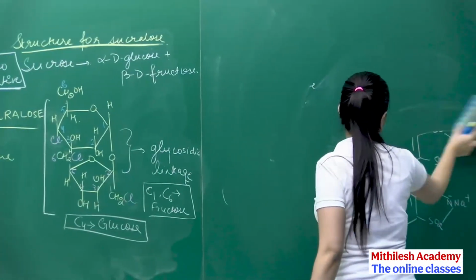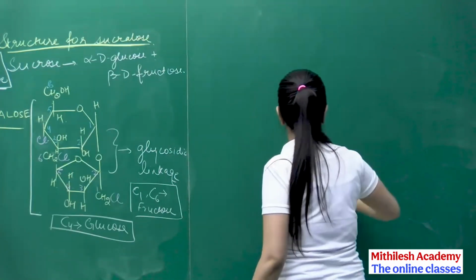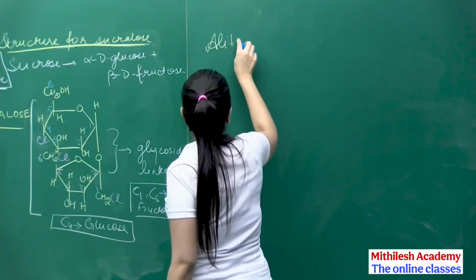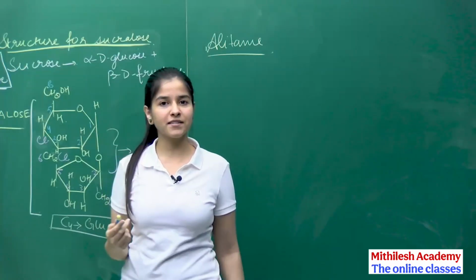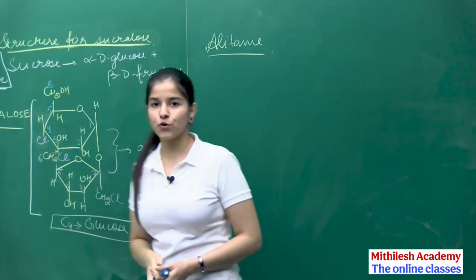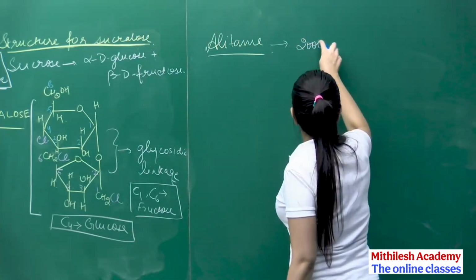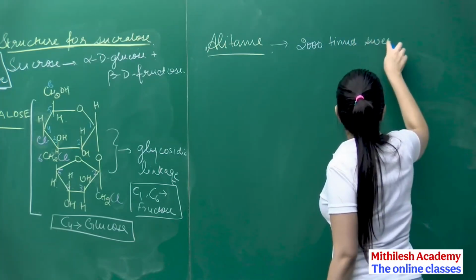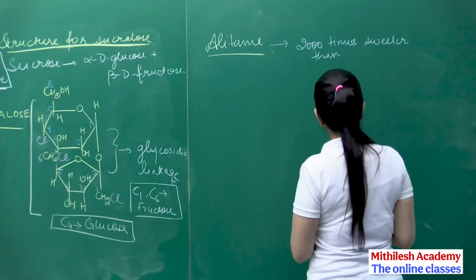It is Aldehydes. The last one that we are going to discuss is Aldehydes. Can you imagine how sweet this is? It is approximately 2000 times sweeter than the sucrose. Yes, you heard that right. It's 2000 times sweeter than the sucrose.